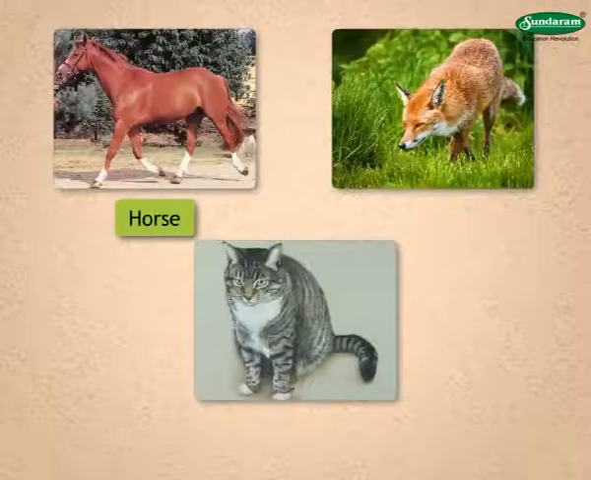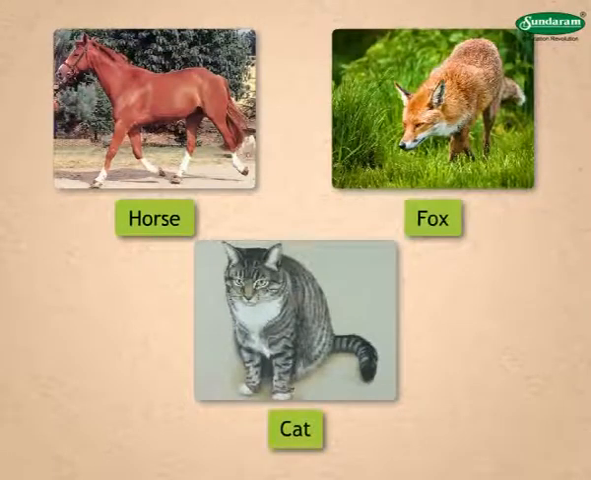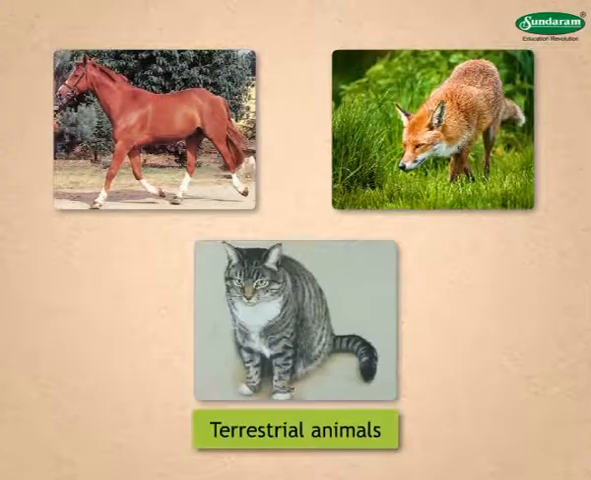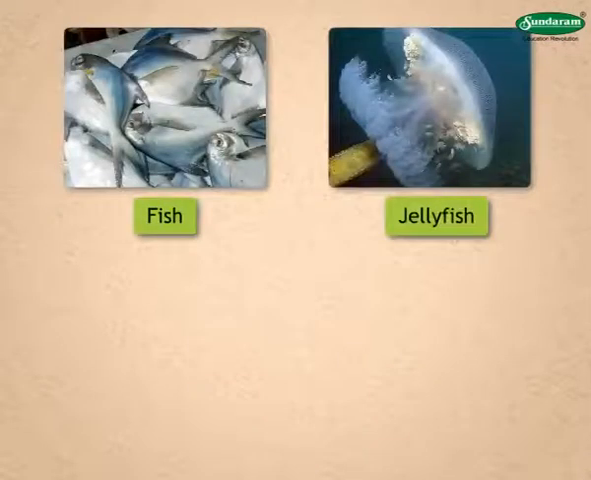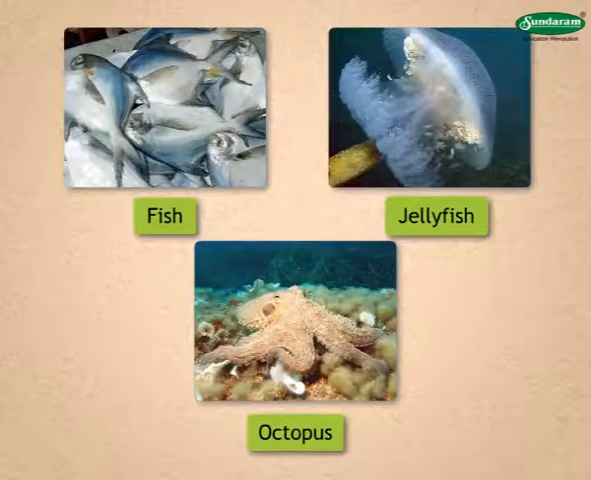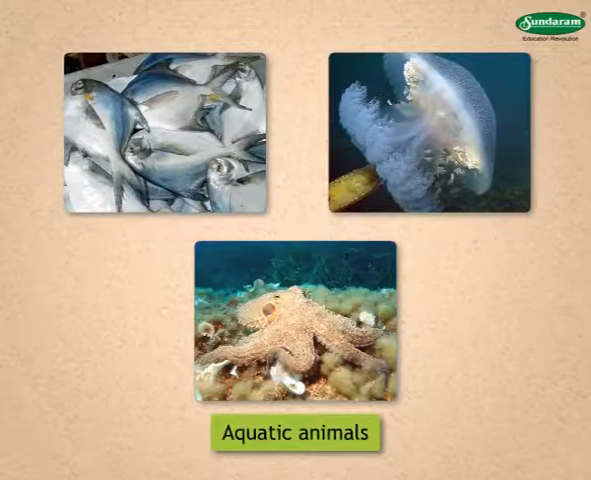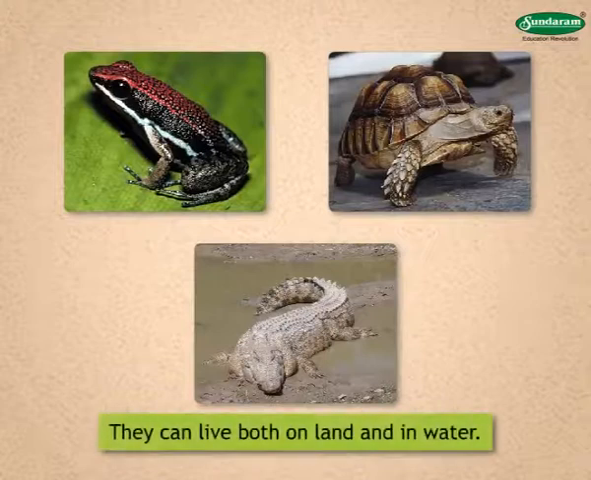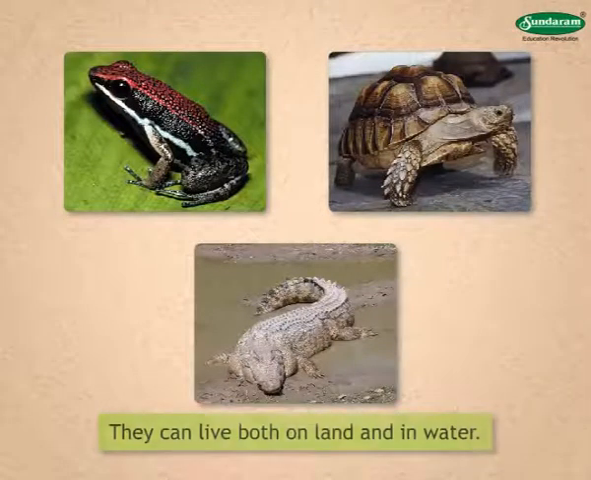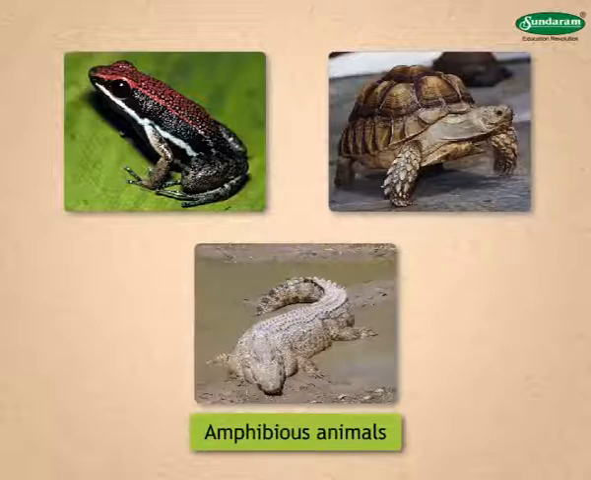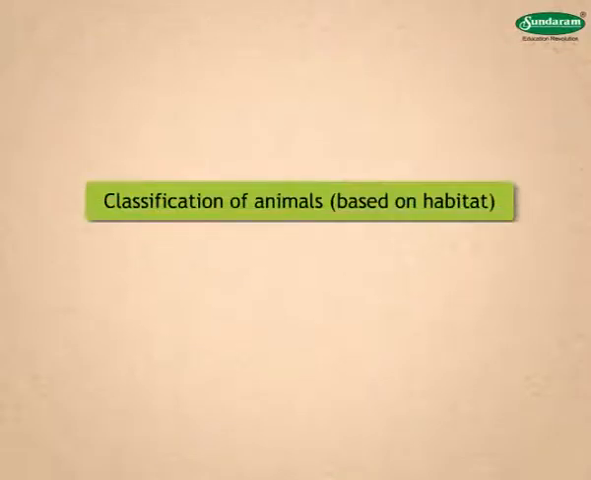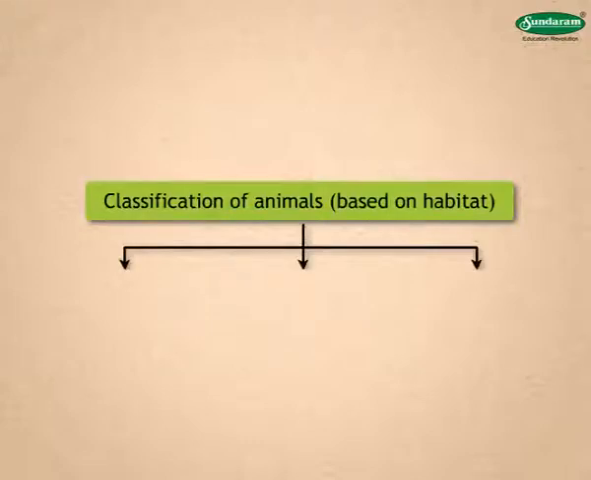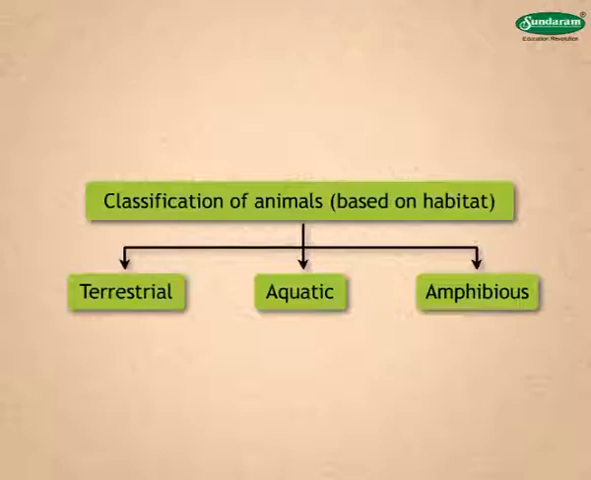Animals like the horse, fox, or cat who live on land are called terrestrial animals. Fish, jellyfish, octopus live in water. They are called aquatic animals. But the frog, tortoise, crocodile can live both on land and in water. They are called amphibious animals. This is how animals are classified on the basis of their habitat, that is, the place where they live. Classification of animals based on habitat.